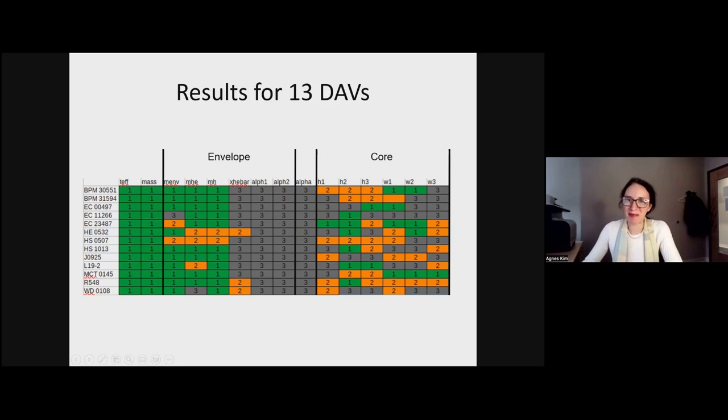But the problem I'm having here is with the core. The core is a Christmas tree. For some stars, some of the core parameters matter. For some stars, very little. So what do we do? Do you model the core or not?